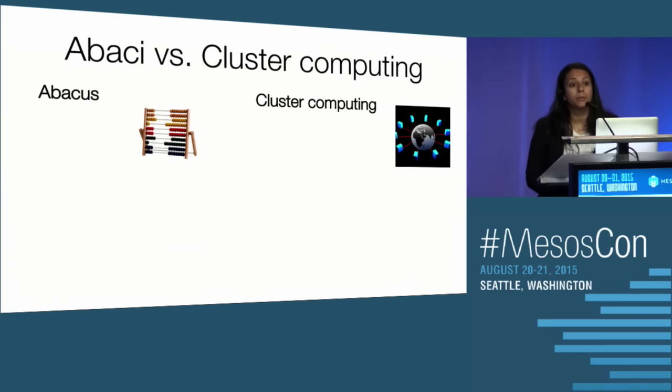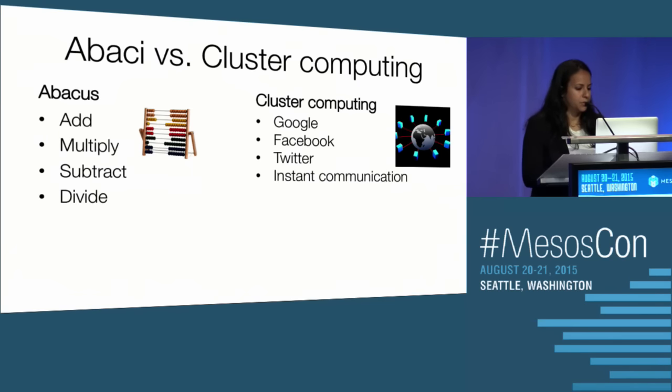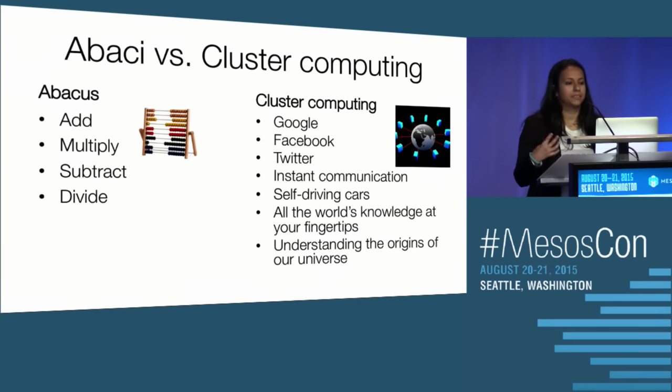But if we take the example we had before, the abacus and cluster computing, and we think about what we can actually do with these things, the abacus is very good at dealing with numbers. We can add, subtract, multiply, divide. The cluster computing system, however, gives us services like Google, Facebook, Twitter. It allows us to have instant communication between these devices in our pockets located all over the world. Eventually, it's going to give us self-driving cars. All the world's knowledge is already at our fingertips. And as with New Horizons, it's giving us the ability to understand the origins of our universe.